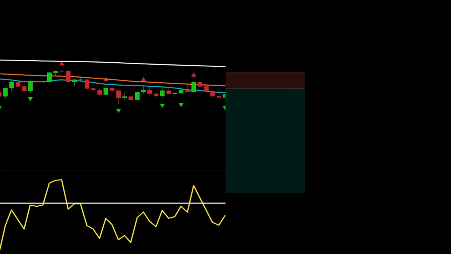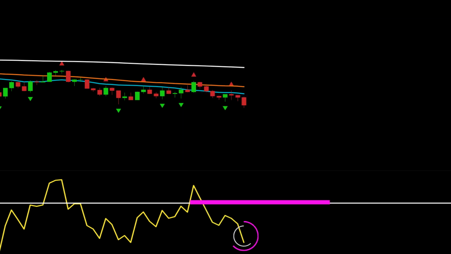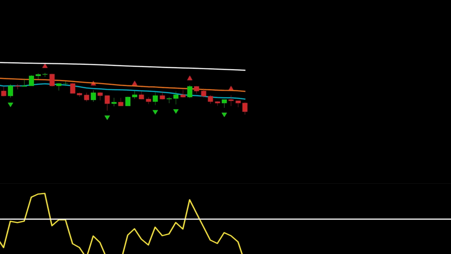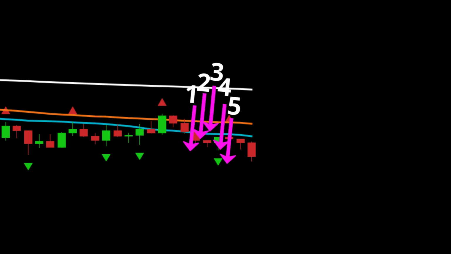I'm going to show you one more short example. All the SMAs are lined up in order. Second, price has closed below all of the SMAs. Third, the RSI is under the 50 line. Then we are looking for the first Williams Fractal sell signal after the SMAs fan out.